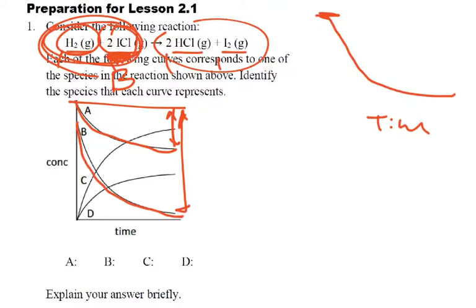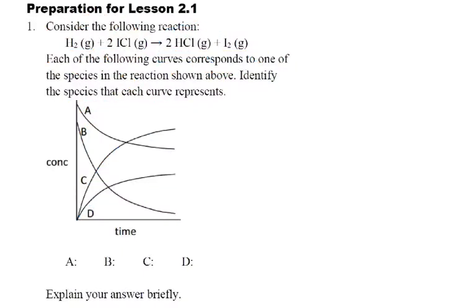Okay, going the other way, if we're making these chemicals, then these chemicals should be going uphill, and here's a 2 and here's a 1, so we can see the 2 must be this one, and the 1 must be this guy. So the answer here, the question was, let me erase all this writing, I can't see what I'm doing. Okay, each of the following curves corresponds to one of the species. Identify the species that each curve represents.